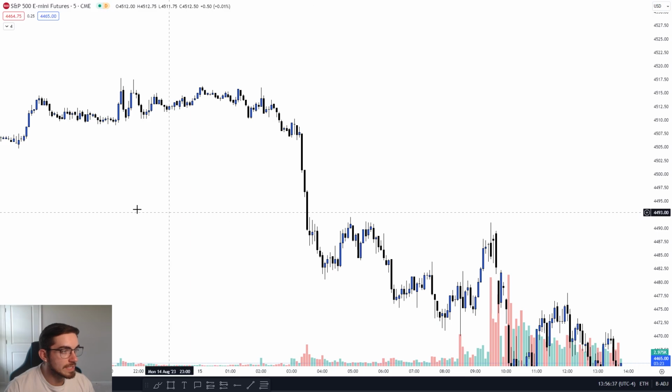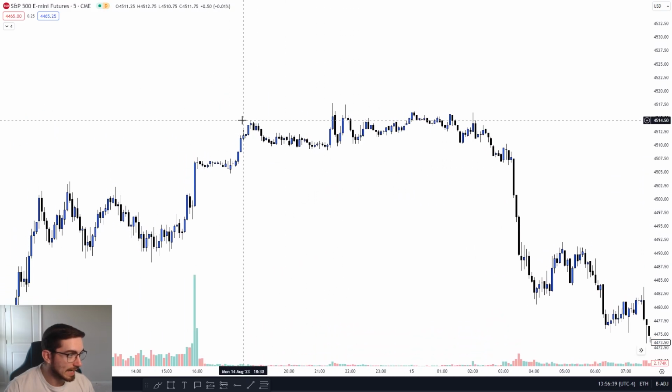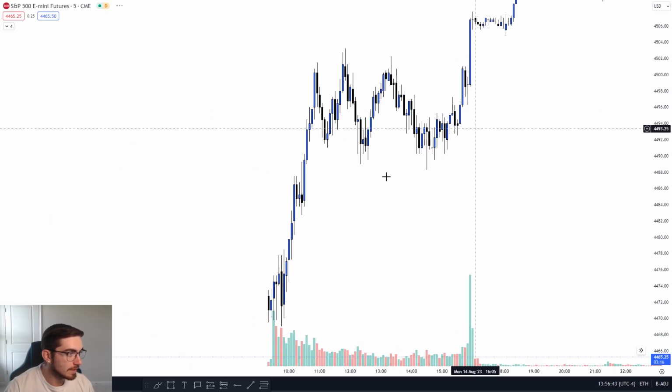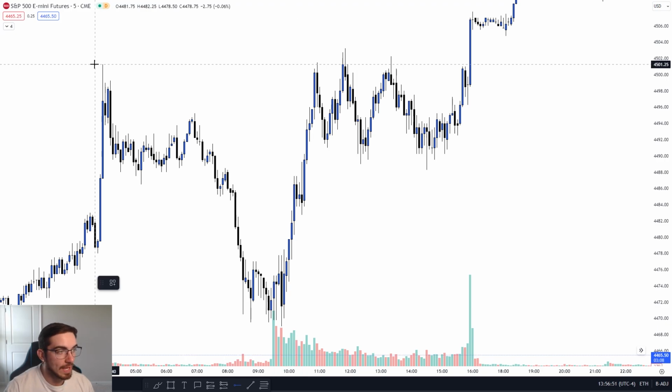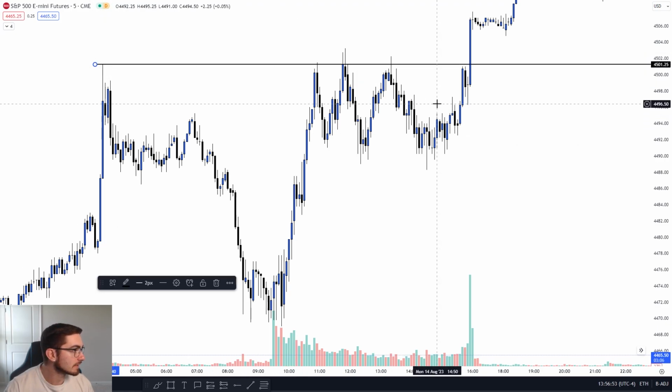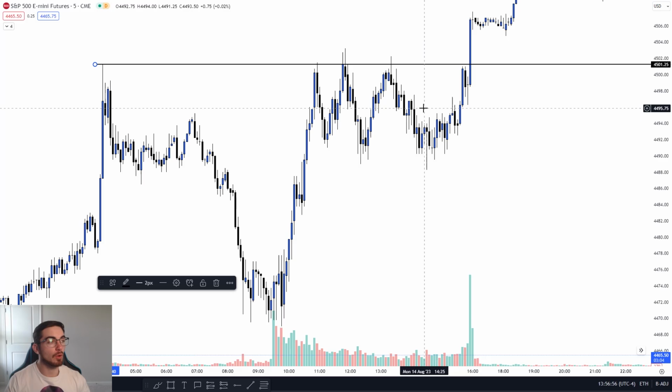Now let's head on over to ES. Let's look at another example. We could actually look at this one from yesterday. So if we're looking at yesterday and we head on over here, we had an area of liquidity, right? So as we can see, price pushes all the way up into this 45.01 area in the overnight session.